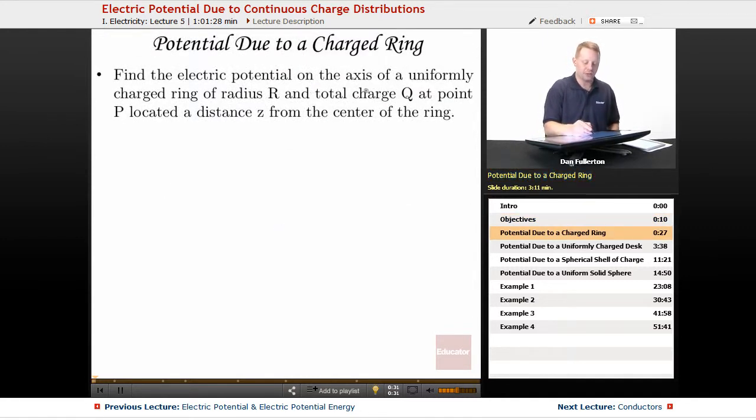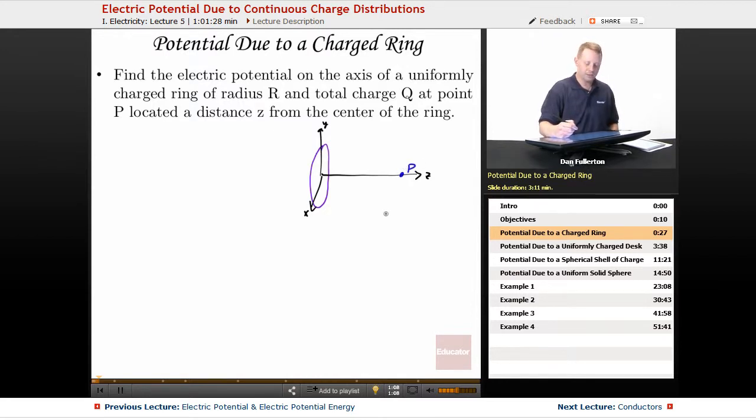Find the electric potential on the axis of a uniformly charged ring of radius r and total charge q at point P located at distance z from the center of the ring. First, let's draw a picture of the situation. We've done this before for electric field, but it's going to look kind of like this. There are axes, we'll call this our z, this will be our y, that can be our x, and we'll put our ring on it like that, and we're going to look for the potential at some point P over there.